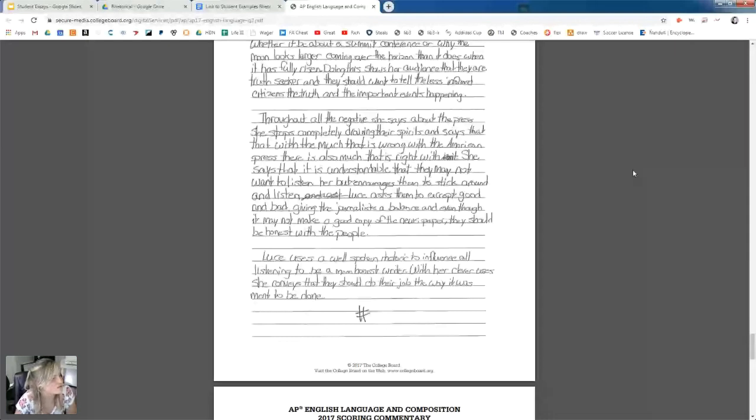Luce asks them to accept good and bad, giving the journalists a balance, even though it may not make a good copy of the newspaper, and they should be honest with people. Luce uses a well-spoken retort to influence all listening to be more honest writer. With her clever uses, she conveys that they should do their job the way it was meant to be done.